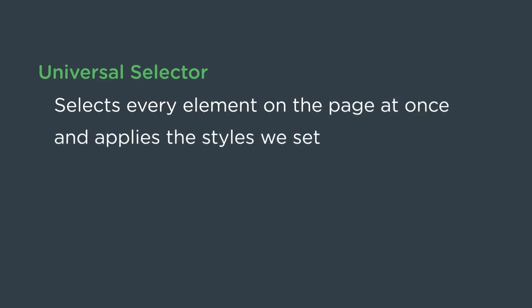So the very first selector we'll cover is called the universal selector. It's called a universal selector because it selects every element on the page at once and applies the styles we set. The universal selector is a very powerful selector because it takes precedence over all other selectors, as we'll soon find out.